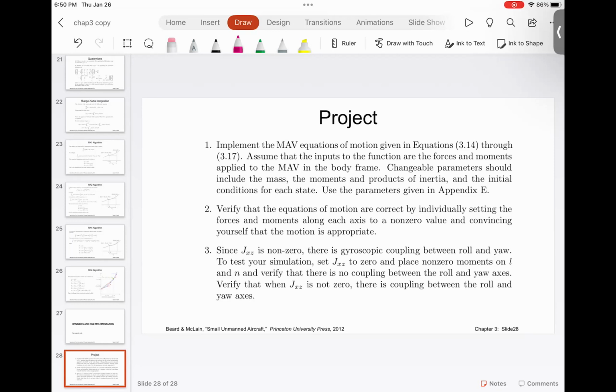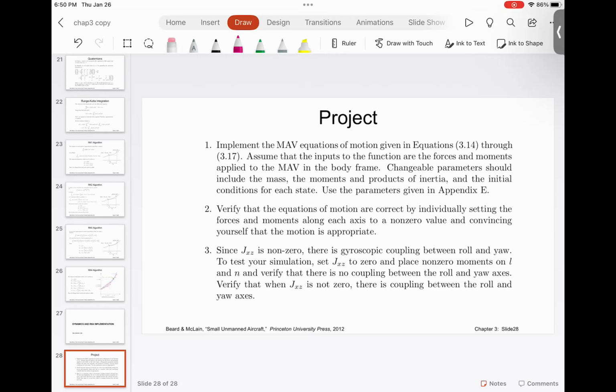But for consistency, there is a UAV called Aerosonde, and the J parameters for that UAV are given. So I would just use the inertia parameters for that UAV. The project says to use the parameters given in Appendix E, which is where the Aerosonde parameters are given.